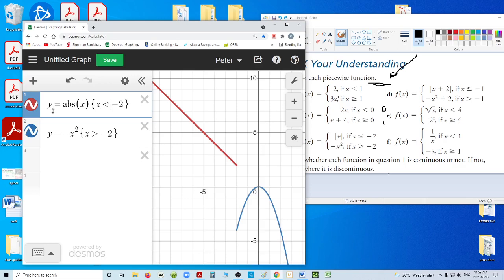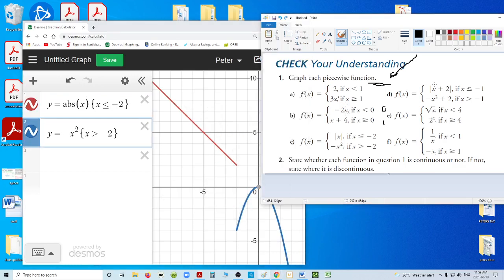When wouldn't it pass the vertical line test? If this one was smaller than minus 2 and this one was bigger than minus 2, that would mean at minus 2 it's undefined on both graphs, which means it's not a function because at minus 2 there is no y. It would not pass the vertical line test. But if one of them includes minus 2, it will pass the vertical line test, but it's no longer a continuous function.